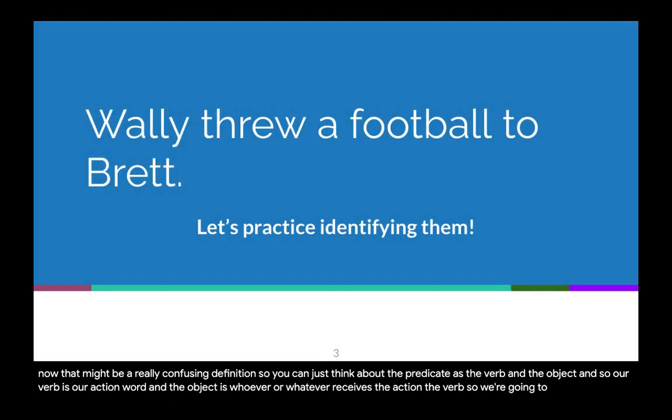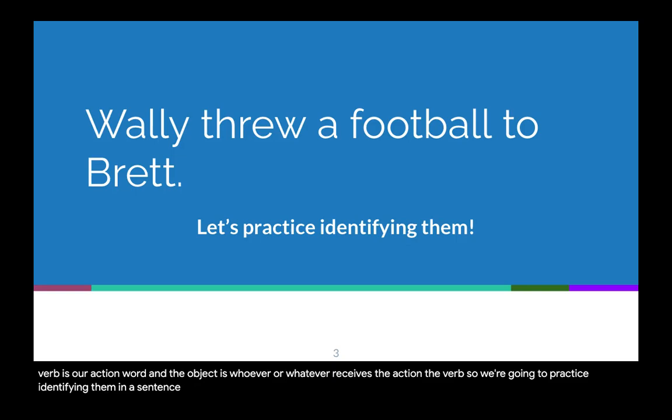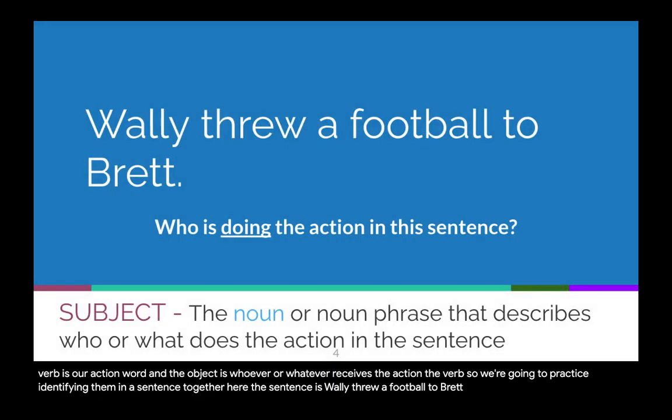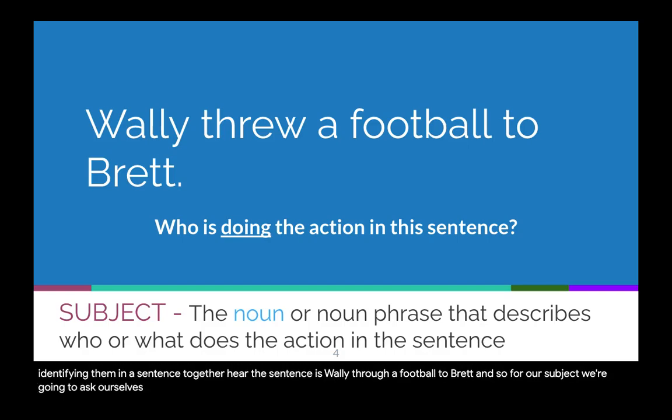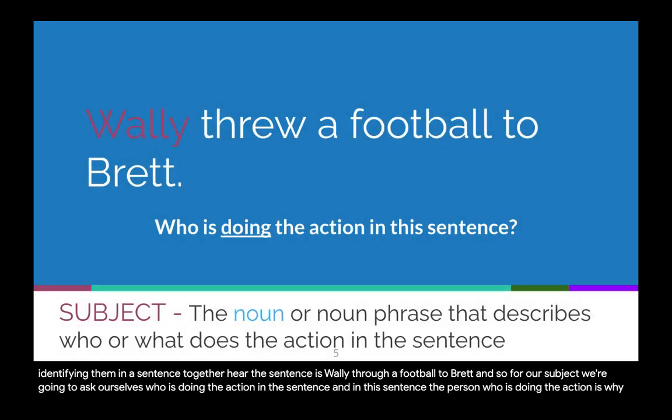So we're going to practice identifying them in a sentence together. Here, the sentence is Wally threw a football to Brett. And so for our subject, we're going to ask ourselves who is doing the action in this sentence. And in this sentence, the person who is doing the action is Wally.